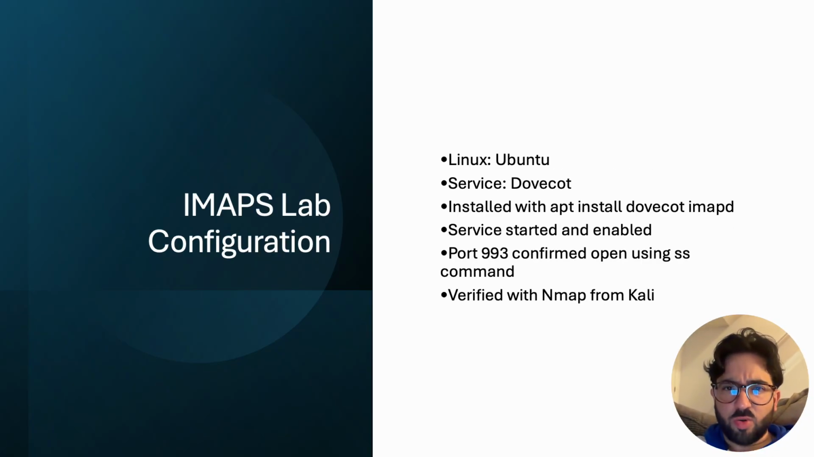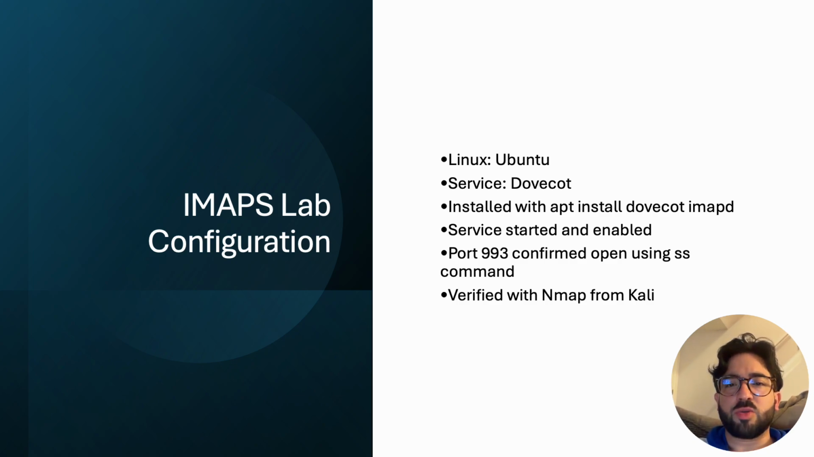For this lab, I installed Dovecot on my Ubuntu server. Dovecot is the service that handles IMAP and IMAPS for Linux systems, and it is one of the most common mail server components in real environments. The installation was very straightforward. I updated the server and then used the apt command to install the Dovecot IMAP package. Once the installation finished, I made sure that the Dovecot service was enabled and running.